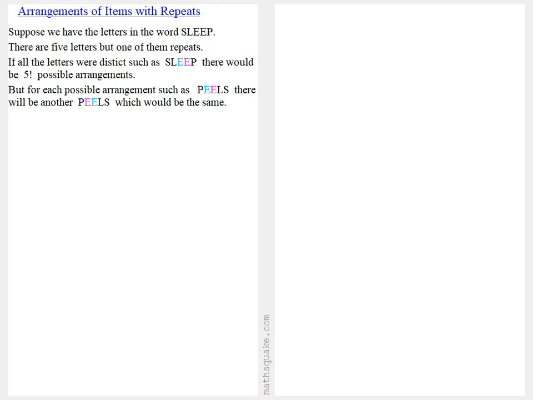But for each possible arrangement, such as peels, where you've got a blue E followed by a magenta E, there'll be another where the magenta E comes first. And this would be, if there were no colours, the same. So there are 5 factorial over 2, or we could say 5 factorial over 2 factorial arrangements. So that's 120 over 2, or 60 permutations.